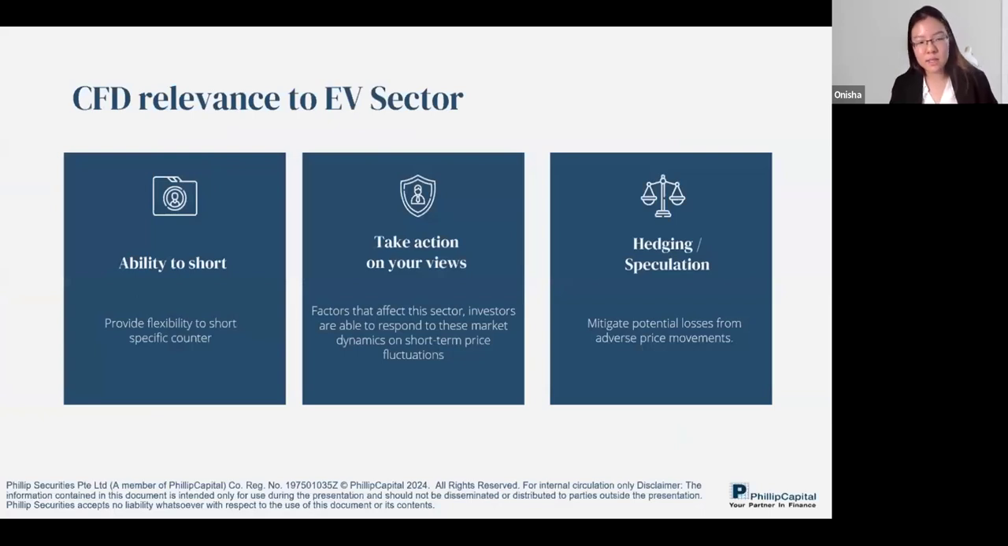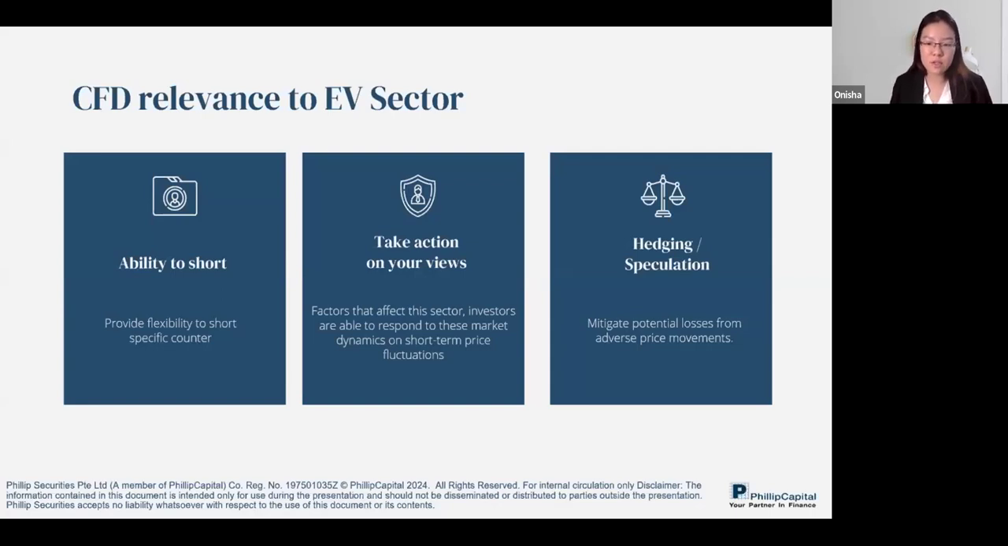So let's see the CFD's relevance to the EV sector. Here, a CFD gives you the ability to short, which allows investors to short specific counters. Let's say you want to short Tesla, yes, we have. You want to short BYD, yes, we have. I'll show you certain counters we have in the EV sector.